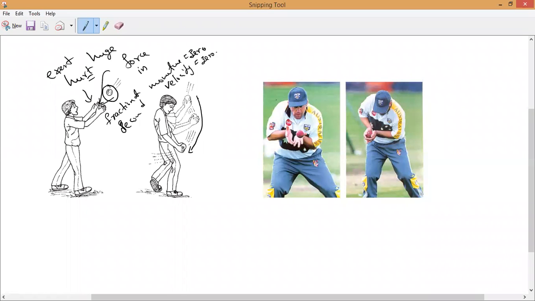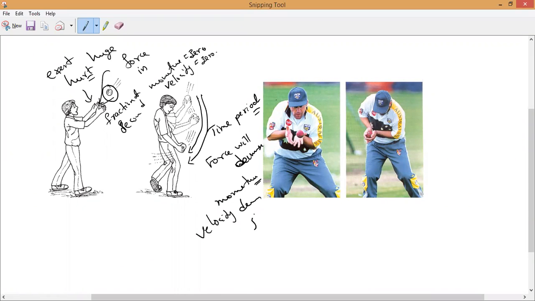It will hurt. Now, after holding the ball, if I keep on moving our hands in the backward direction, then what will happen? From here to here, the time period is increasing. If the time period is increasing, what will happen? The force will decrease. The momentum will become zero after traveling a little bit more distance. Yes or no? So the velocity slowly decreases.